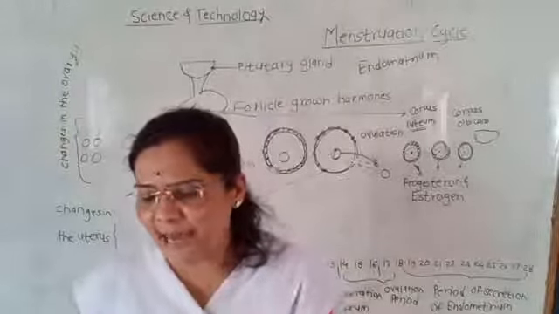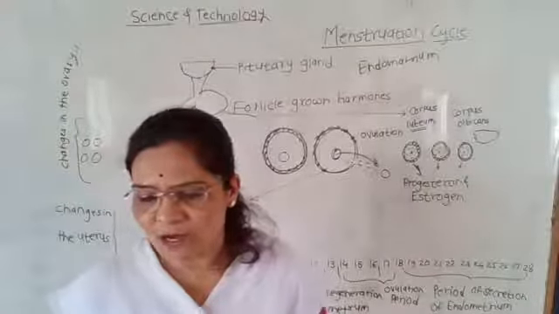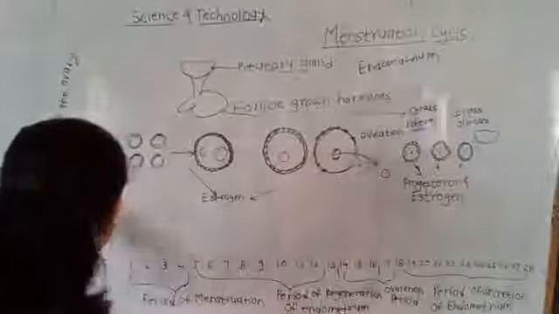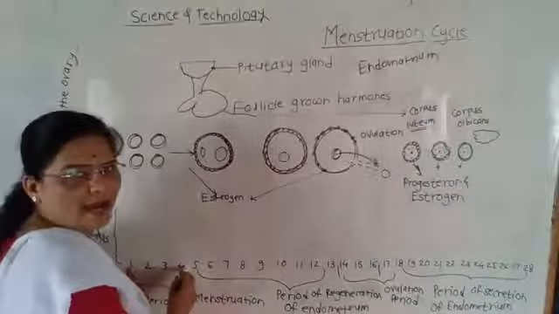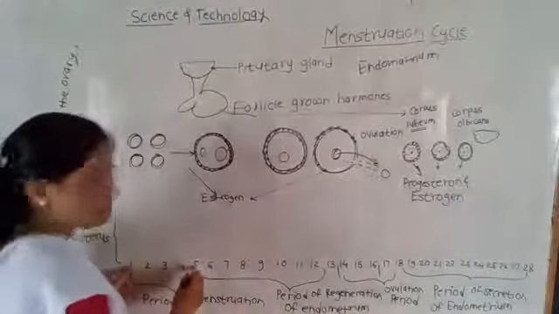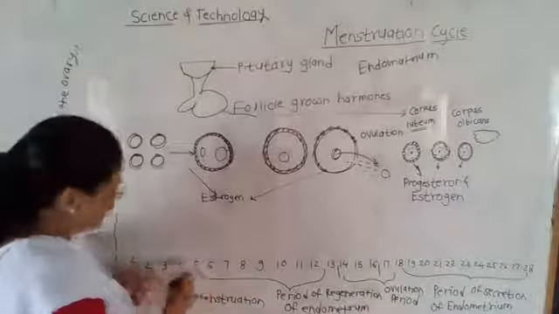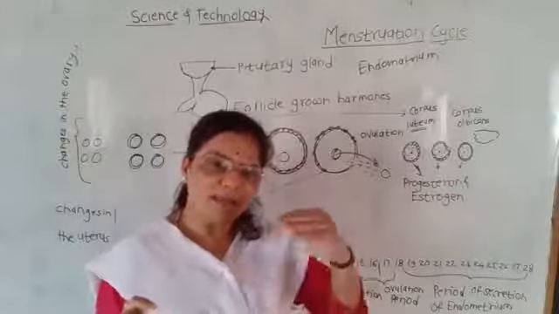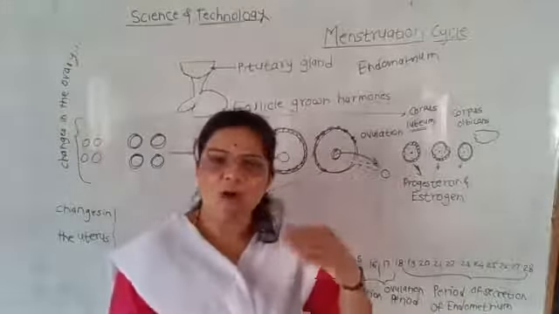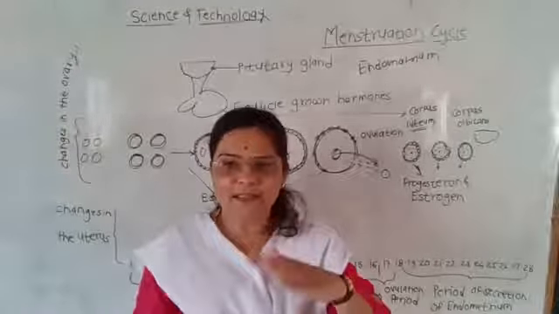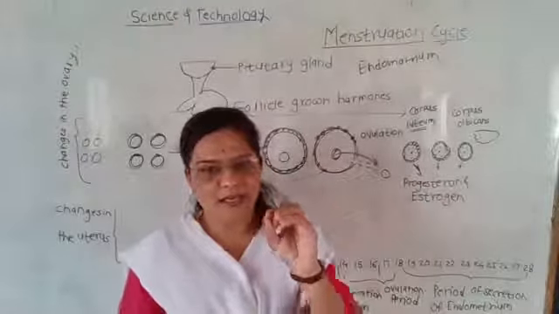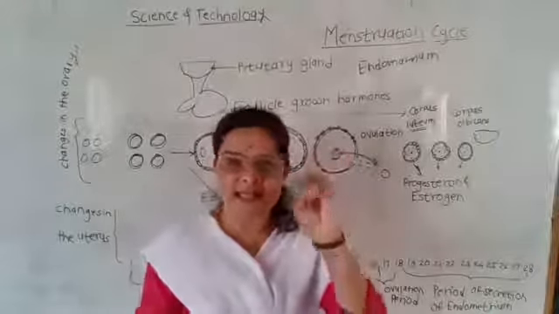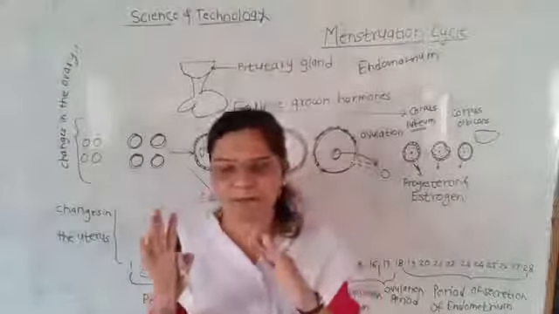Students, look at diagram 3.21. First is the period of menstruation. Look at the diagram, the first 4 to 5 days, bleeding takes place through the vagina of the females. At that time, personal hygiene is very important. Whenever there is continuous bleeding from the vaginal opening, there is a painful feeling in girls, and they feel tired, and that is why personal hygiene and total rest are very important.